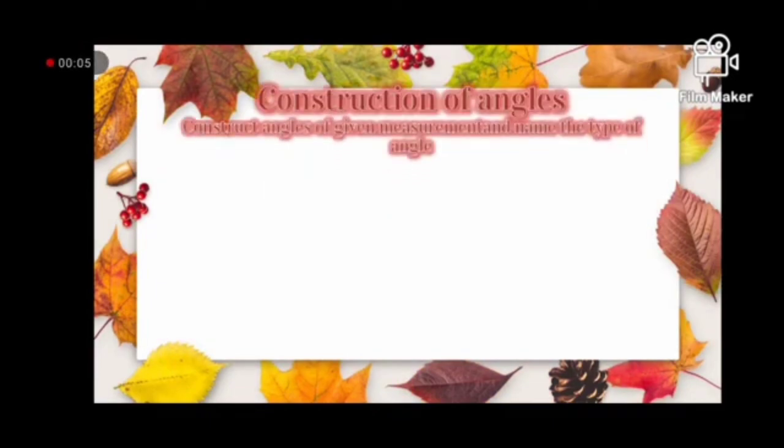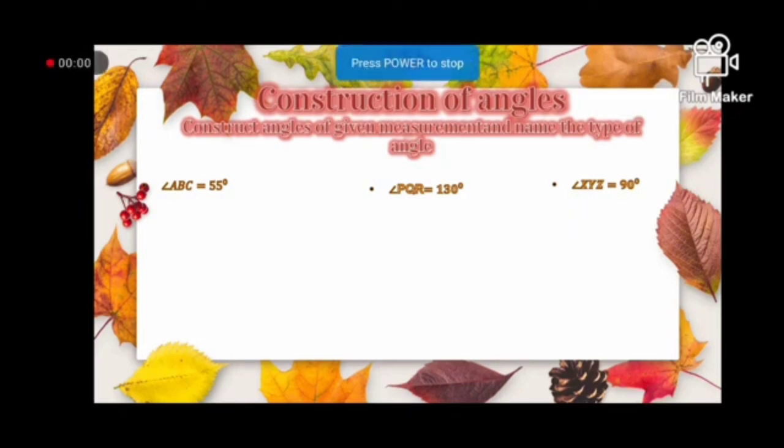Now let's construct the angle. Construction of angle: construct angle of given measurement and name the type of angle. Now we have to construct angle ABC equal to 55 degrees, angle PQR equal to 130 degrees and angle XYZ equal to 90 degrees. Now we have to construct the angle, then we will write the type of angle.